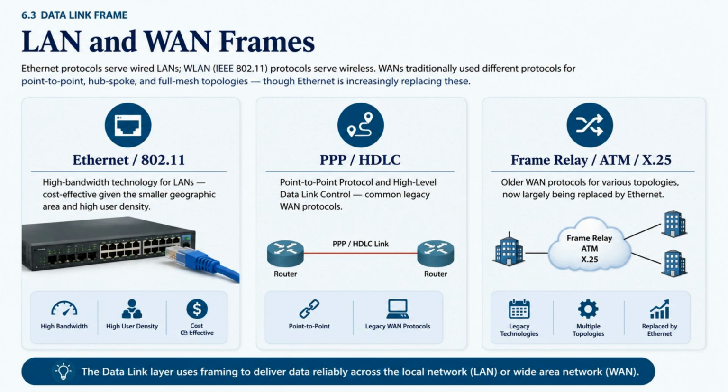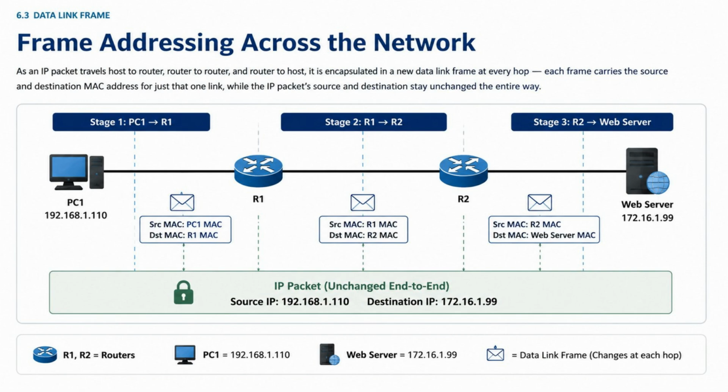Different frame types for different media, shown on screen. Ethernet/802.11 for wired LANs and wireless respectively, cost-effective for high-density smaller area networks, PPP/HDLC as common legacy WAN protocols, and Frame Relay, ATM, and X.25 as older WAN protocols for various topologies, all increasingly being replaced by Ethernet even in WAN context now. Full picture, shown in the multi-hop diagram.